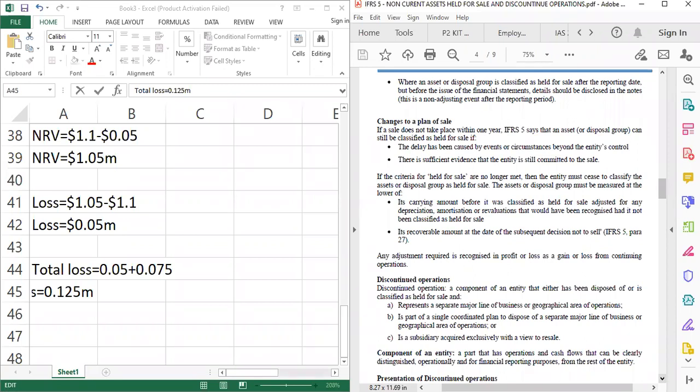So they can ask you a question about what qualifies an asset to be classified as a discontinued operation. These are some of the things that you are going to write. If it is a subsidiary which is acquired exclusively with a view to resell, or represents a major line of business or geographical area of operations, or is part of a single coordinated plan to dispose of a separate major line of business or geographical area of operations.